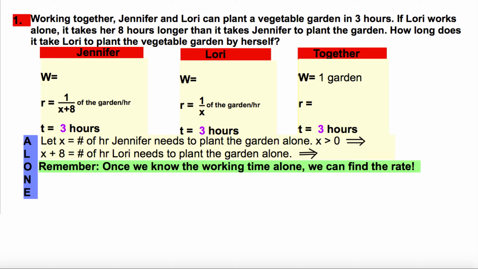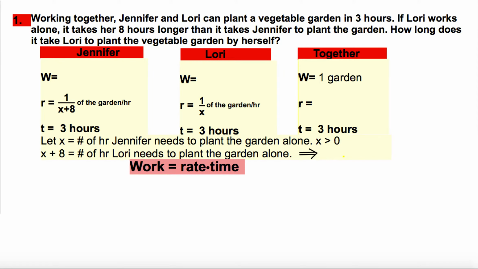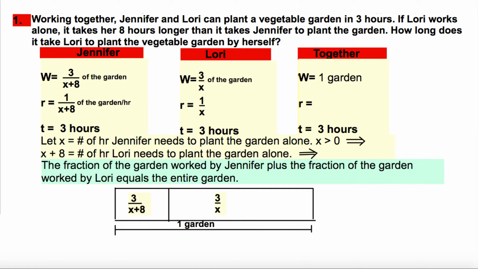So Jennifer's rate is 1/x of the garden per hour, and Lori's rate is 1/(x+8) of the garden per hour. Once we know the rate and the time, we can find the work. Work equals rate times time. Jennifer's work is equal to 3/x of the garden, while Lori's work is equal to 3/(x+8) of the garden.